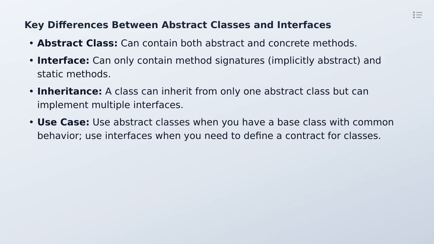Let's move on to key differences between abstract classes and interfaces. There are several points on this slide. First, an abstract class can contain both abstract and concrete methods. Next, an interface can only contain method signatures, implicitly abstract, and static methods. Also, inheritance. A class can inherit from only one abstract class but can implement multiple interfaces. Check the slide for the remaining items.